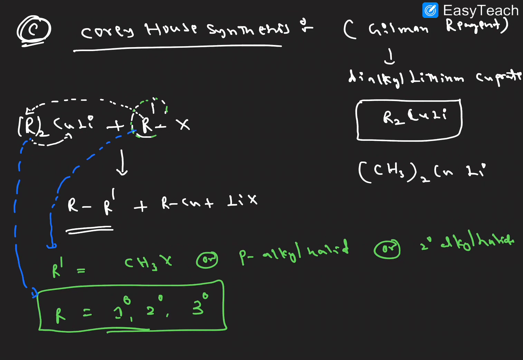Okay, we will see some reactions now. R2CuLi, lithium cuprate, is going to react with R'X in the presence of dry ether. So what is the product we will get here? That product is R-R'.